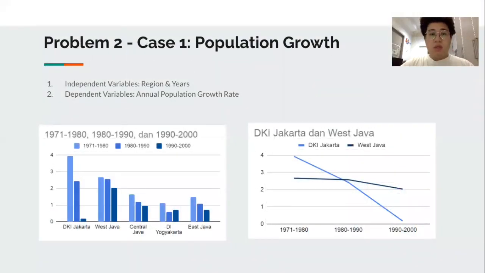Okay, so now I'll be talking about problem 2, case 1, which is about the population growth rate in different provinces found in Indonesia.